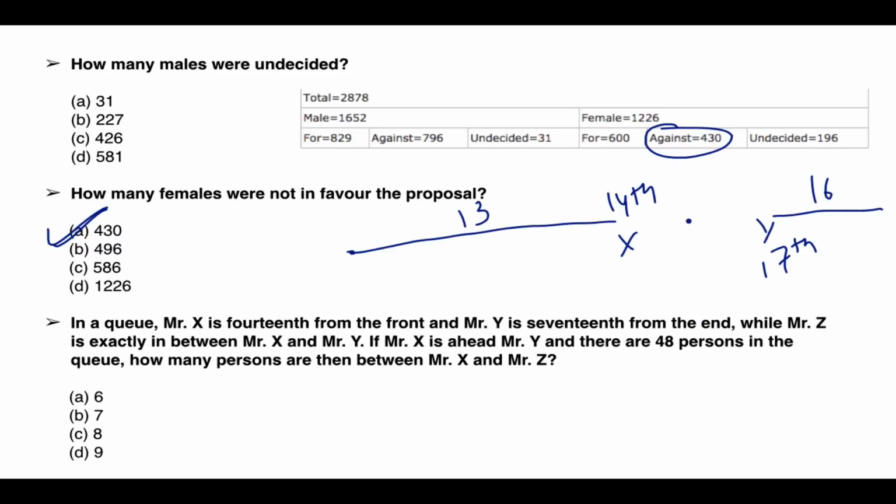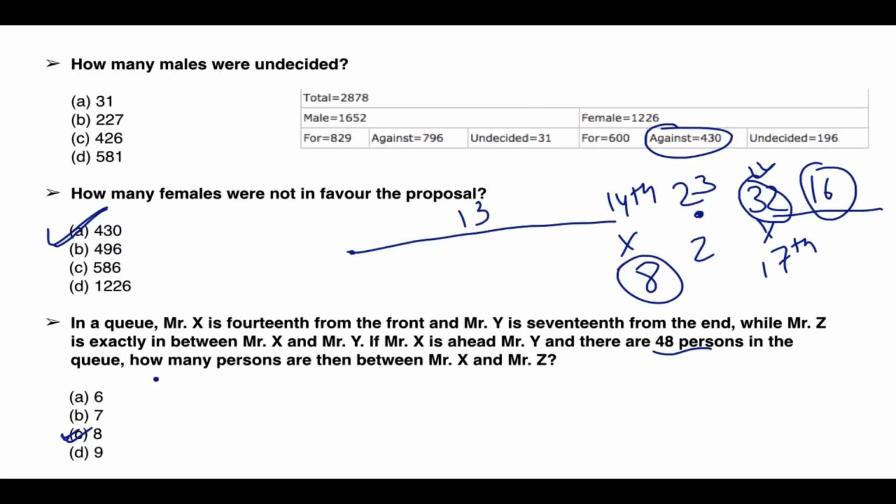Mr. X and Y, exactly between them is Mr. Z. Okay, there are 48 persons, so Y is 32 from the beginning. It's absolutely understood because 16 are behind, so he is 32 from the first, and Mr. Z is in between two, so he is 23rd. So how many people are between X and Z? So the answer is not 9 but 8.